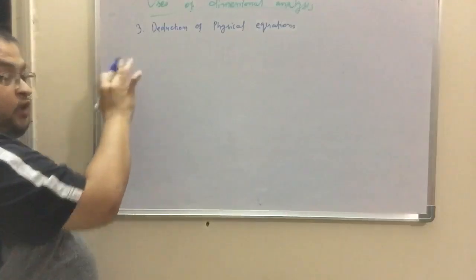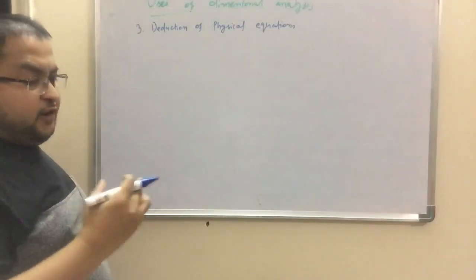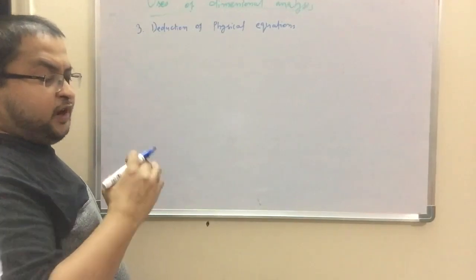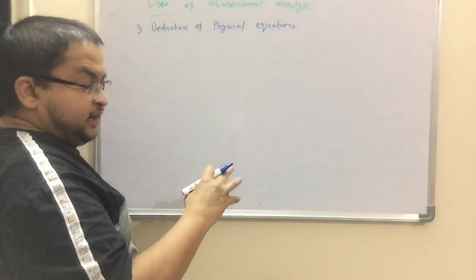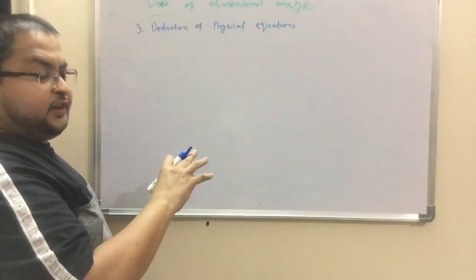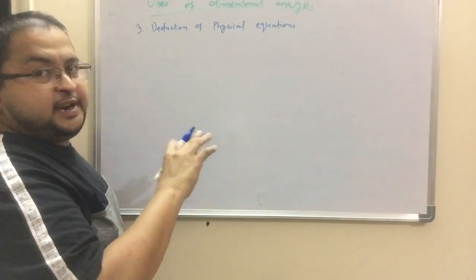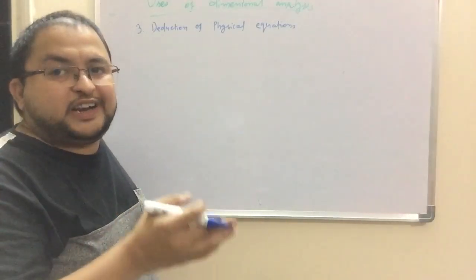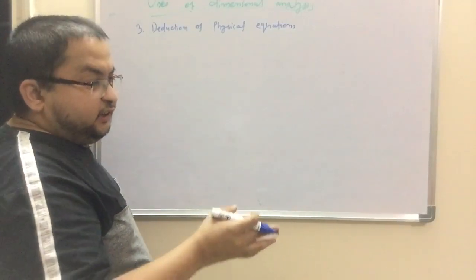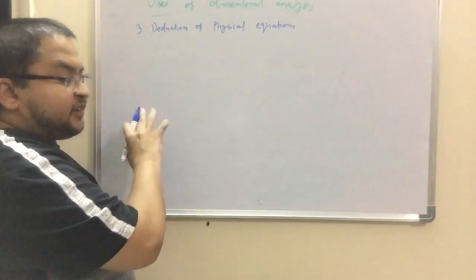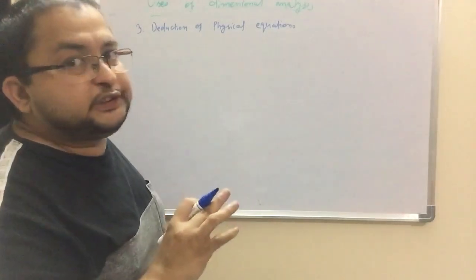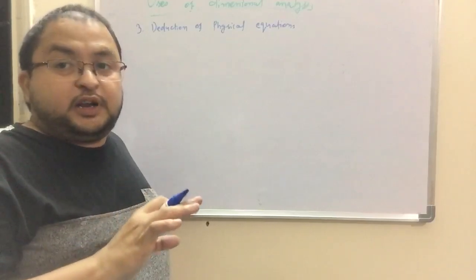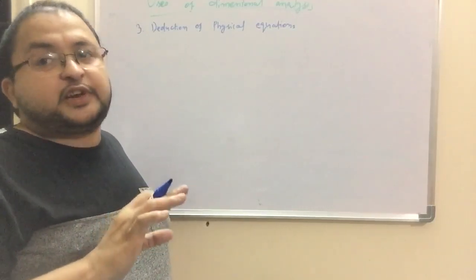Okay, so what does it mean? We know that physical quantities are interrelated, in the sense that there are a lot of derived physical quantities which could be expressed as a mathematical formulation of more than one fundamental and other derived physical quantities, right? So here, dimensional analysis and the principle of homogeneity can be used to find out what could be a probable relationship between those physical quantities.